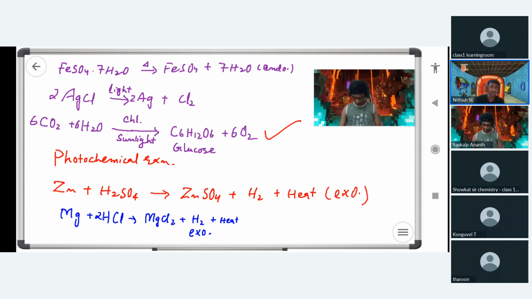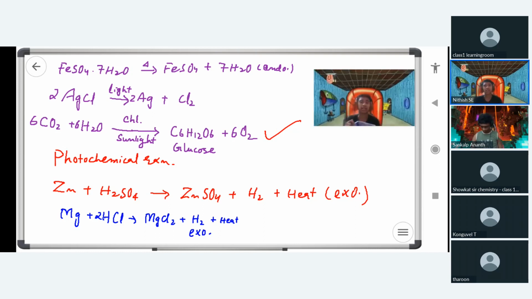Metal and acids, in the sense I can write nitric acid, sulfuric acid, carbonic acid. Everything will be exothermic, sir. Yes, whenever any metal reacts with an acid, it will always be exothermic, only if it reacted with the metal.